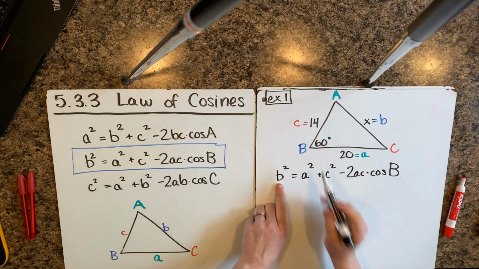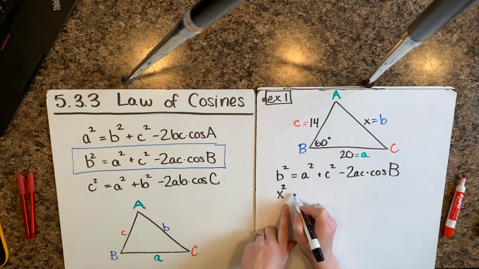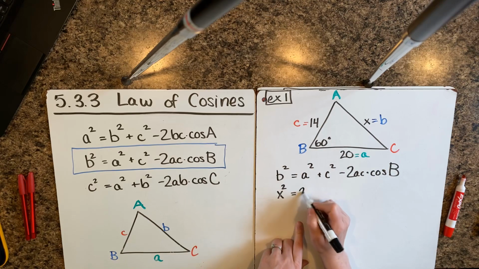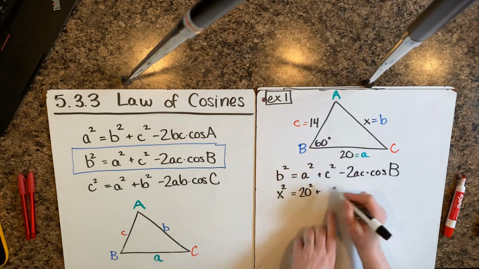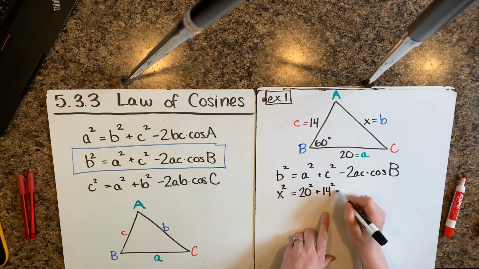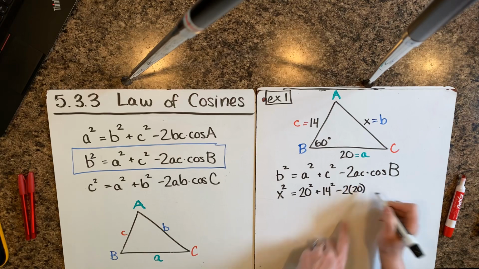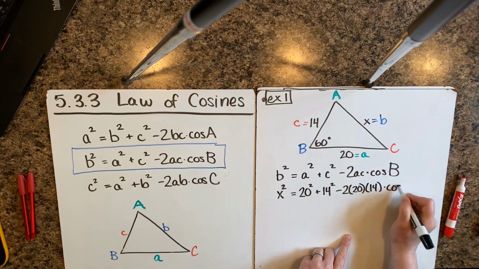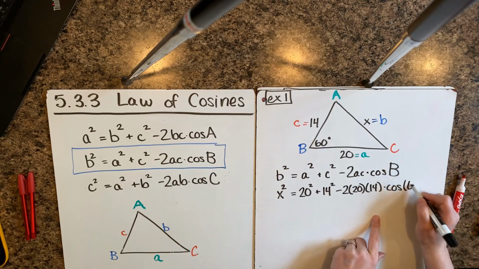Okay, well, what is little b? Little b is x. We don't know that. X squared. Ooh, that's going to be important in a minute. Equals A squared. Okay, well, I labeled A as 20. So 20 squared plus C, C is 14 squared minus 2 times little a is 20, little c is 14, times the cosine of B. Big B, that's an angle. Big B is 60 degrees.